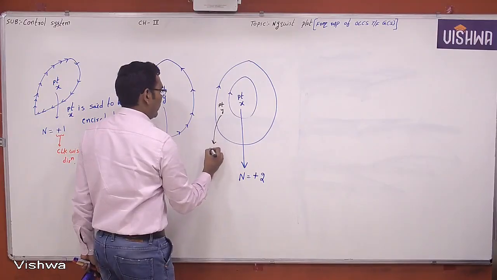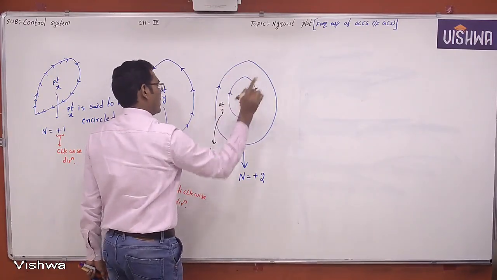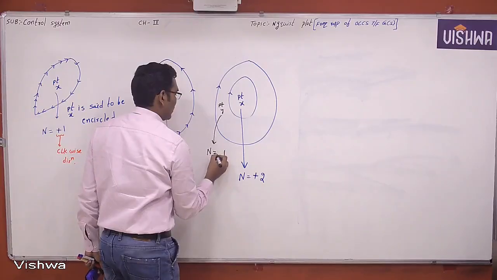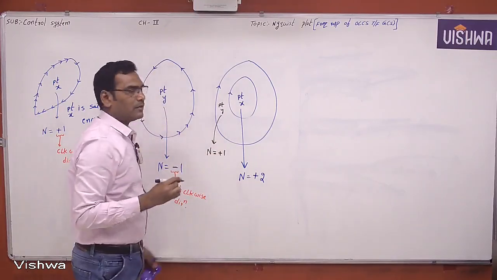with respect to point Y, how many encircles? The point Y is encircled only one time. In which direction? Clockwise direction. Therefore, plus 1.